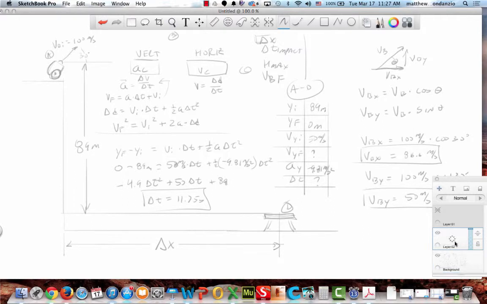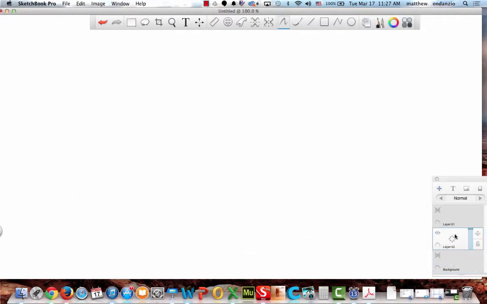Okay, I'm going to add a new layer here. I'm going to hide this. Okay, so my velocity was my delta distance over delta time, right? And I'm looking for, which is really my delta x, right? Delta x. So my velocity was what? What was my horizontal velocity?